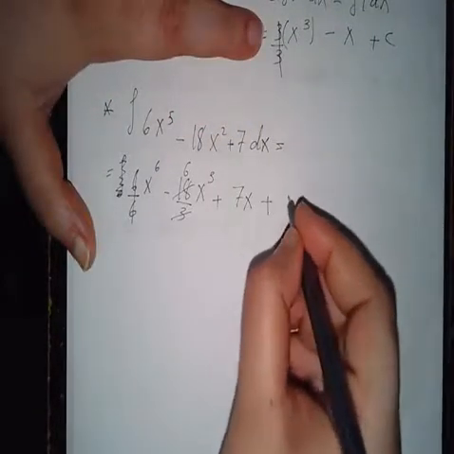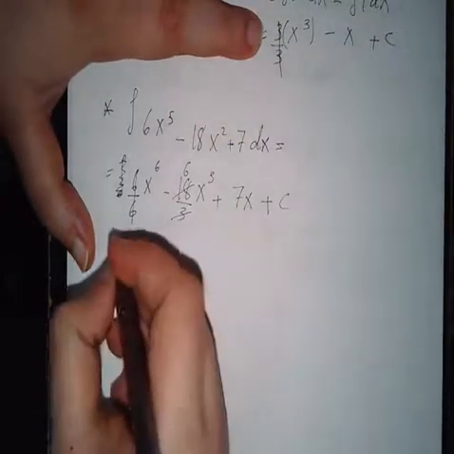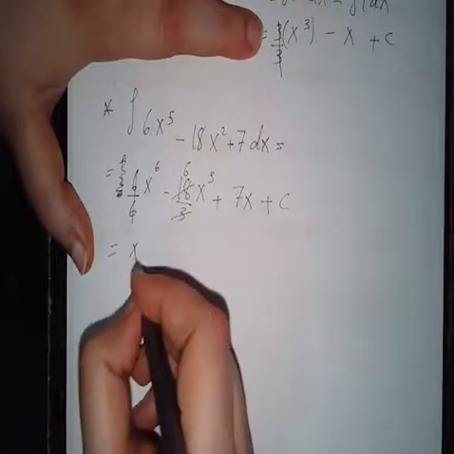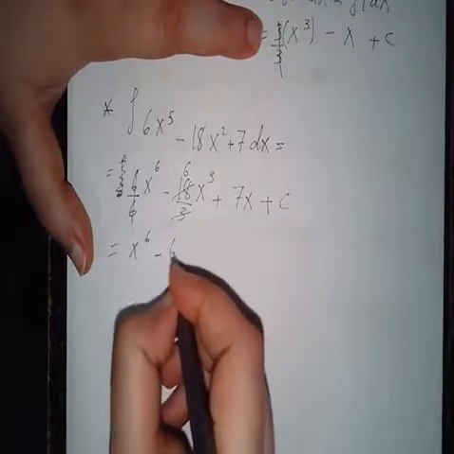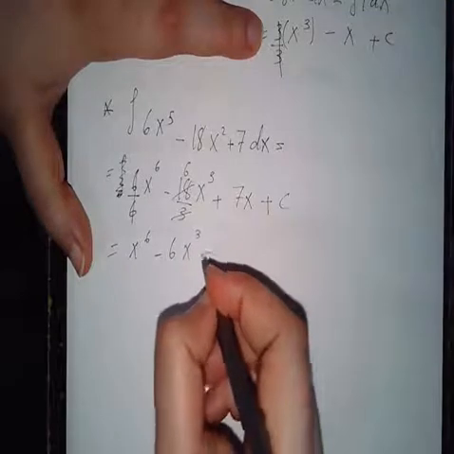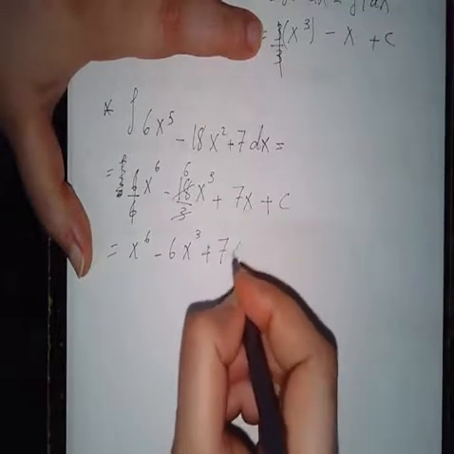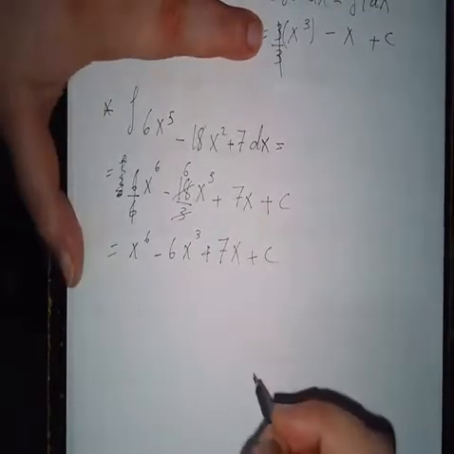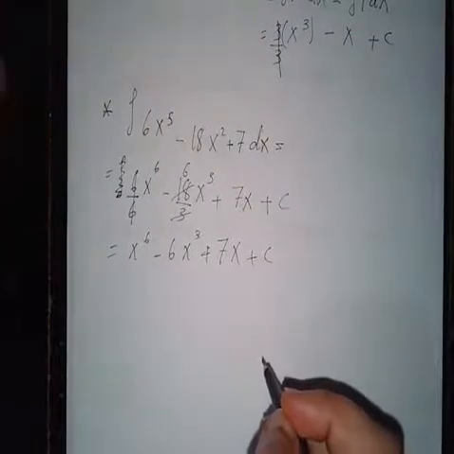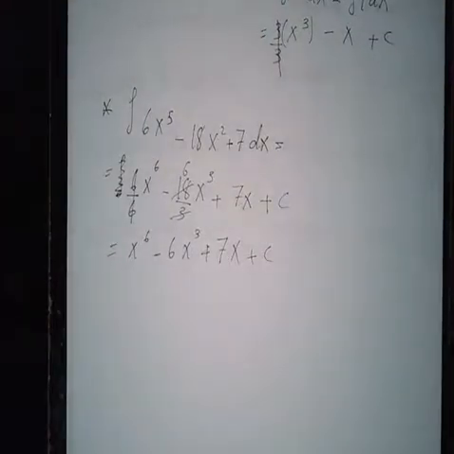And once you're done with everything, you write the c. Now, just to clean things up, because it looks a little messy, I'm going to rewrite, but I'm not changing the values. The answer is already found. So it is x to the 6th power minus 6x cubed plus 7x plus c. Yeah? Alright, now let me try and give you another one.